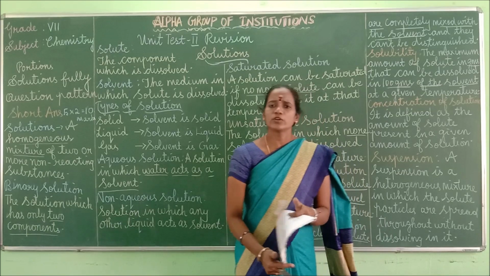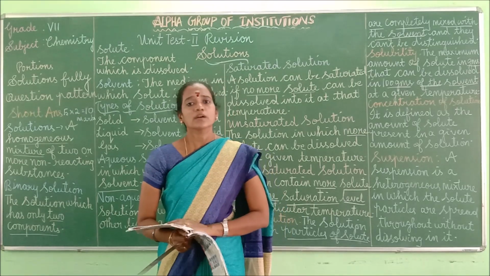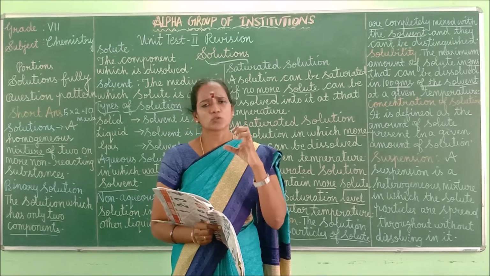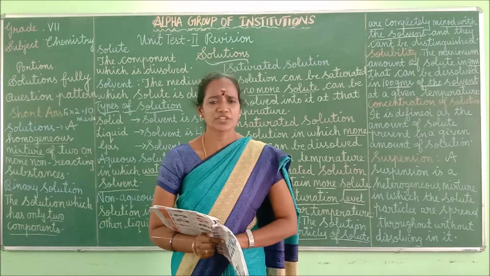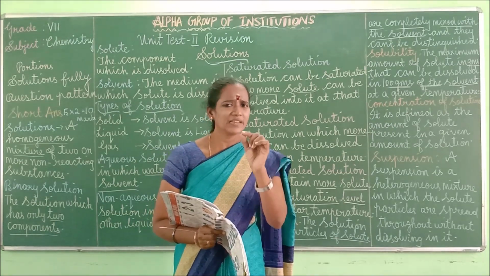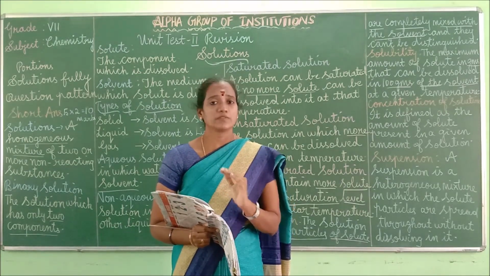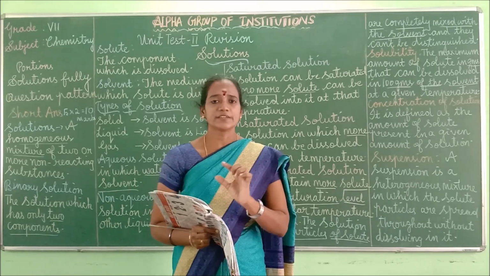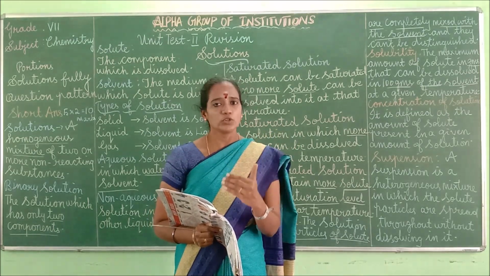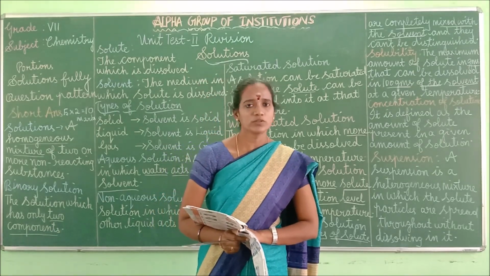Next, before that we have to see the difference between concentrated solution and dilute solution. Concentrated solution means if you add more solute in a solution, then the solution will be concentrated. At the same time, if you add a lesser amount of solute, then we will call it the dilute solution. Concentrated means solute will be more. Dilute solution means if you add a lesser amount of solute in a solution, then it is called the dilute solution.